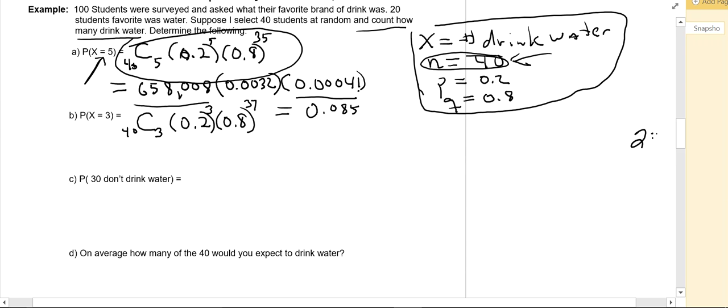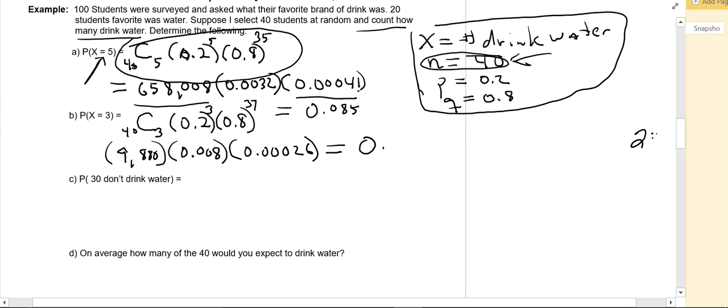When you do the math, this is going to be 9,880. 0.2 to the third power is 0.008. 0.8 to the 37th power is 0.00026. When you multiply all that together, you get 0.021. Okay, and there's the one above that, right? All right.